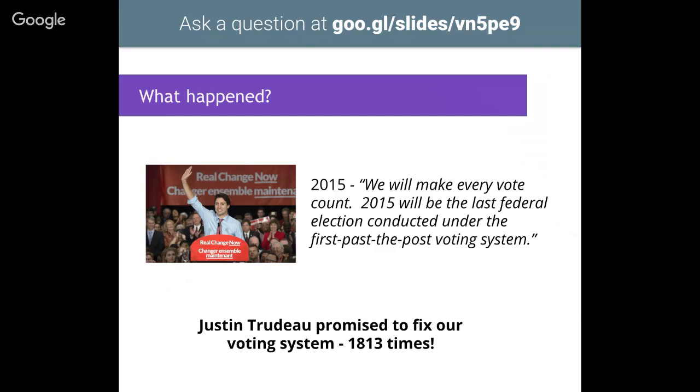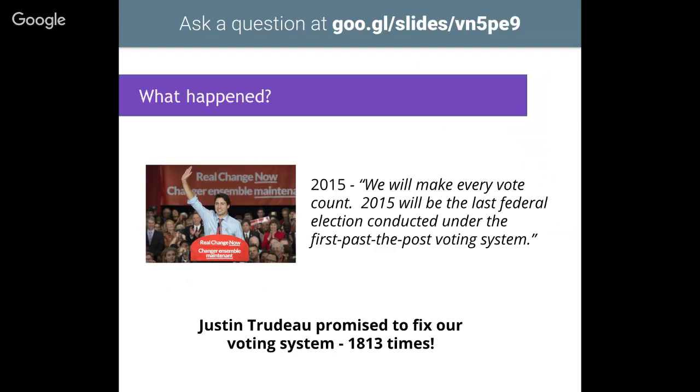So we all know what happened in 2015. I think we all remember this promise pretty clearly. Trudeau made a promise 1,813 times to fix our voting system. Yeah, it was pretty cut and dry. He promised to make 2015 the last election under first past the post.